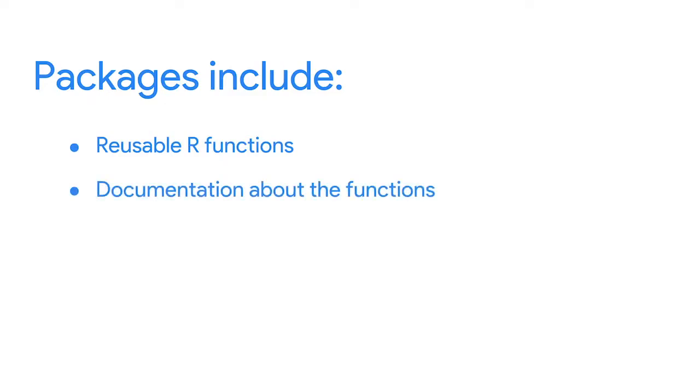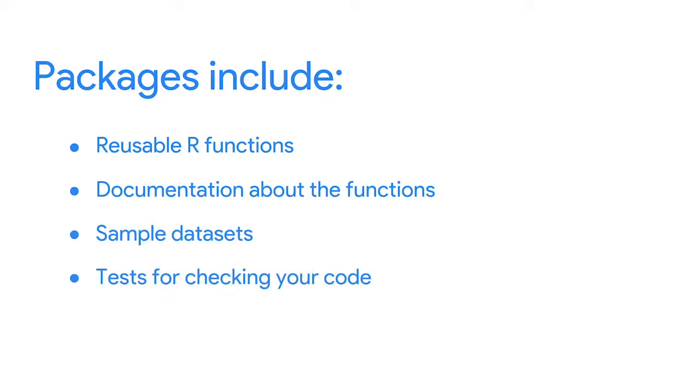Packages in R include reusable R functions and documentation about the functions, including how to use them. They also contain sample datasets and tests for checking your code to make sure it does what you want it to do. By default, R includes a set of packages called base R that are available to use in RStudio when you start your first programming session. There's also recommended packages that are loaded but not installed. Before using functions from one of these packages, you'd have to load it with a library command, like library boot, for example.